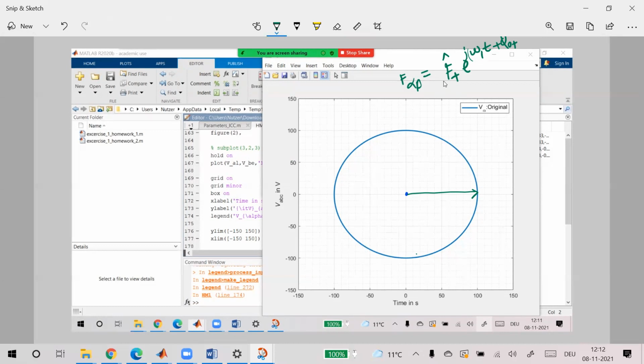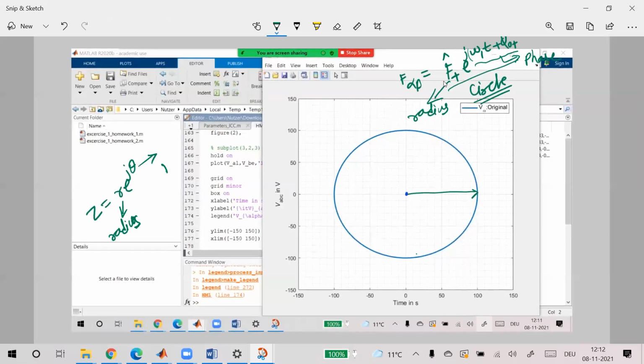So you can see this represents a circle, and this is your phase. And this is your radius. So in polar complex representation, you can represent a quantity like r into e power j theta. This is your radius, and this is your phase. I think you learned these things in your bachelor engineering.